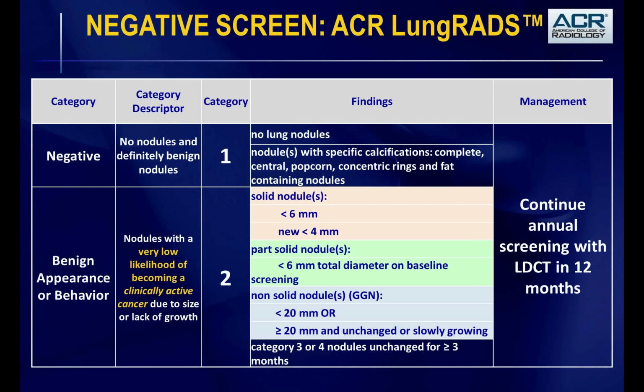And the important one to know is that solid nodules under 6 millimeters are considered negative screens at the baseline screen. And if a new solid nodule develops in the future, anything under 4 is considered negative. The same size threshold of 6 is used for part solid nodules. And for ground glass nodules, because of the adenocarcinoma in situ and atypical adenomatous hyperplasias, we use 2 centimeters as the size threshold.